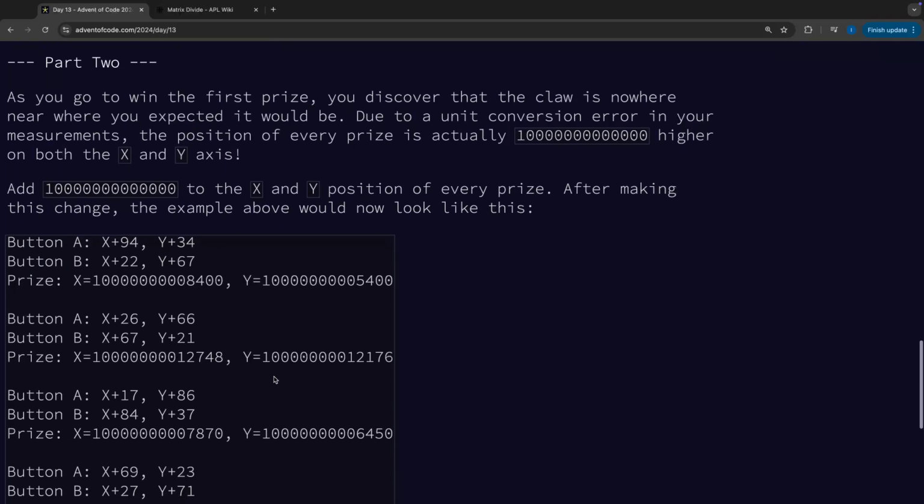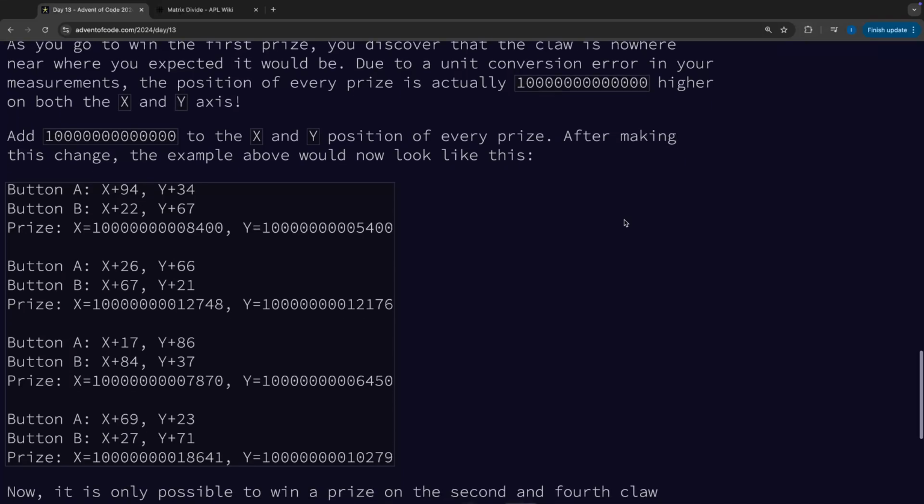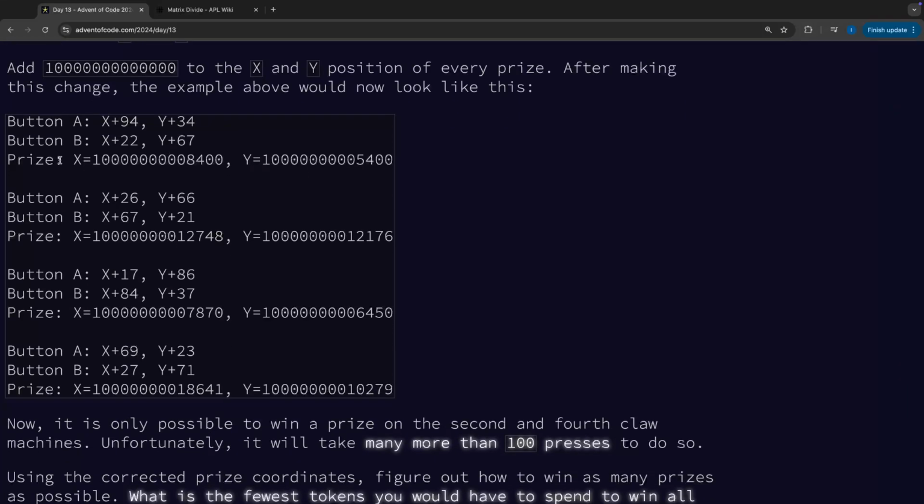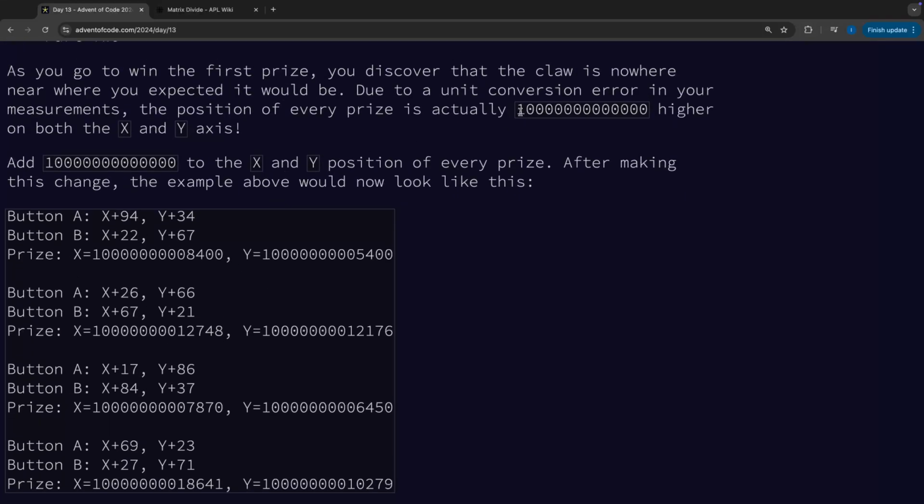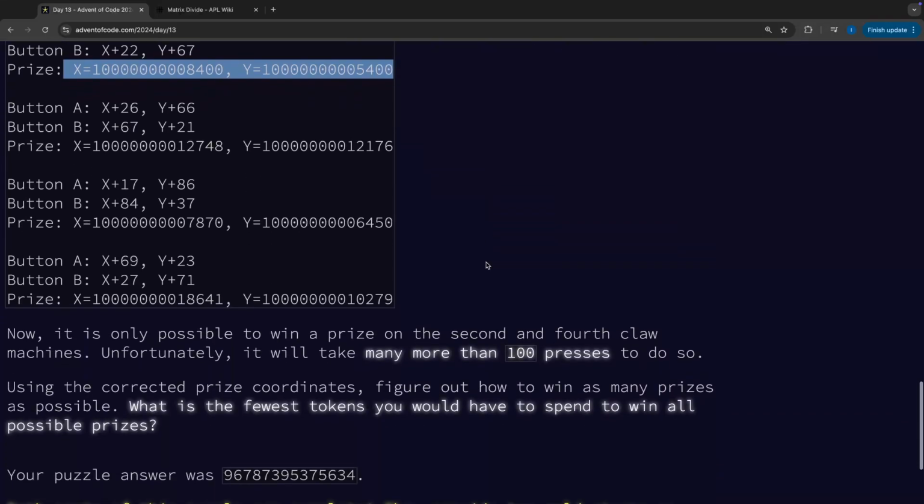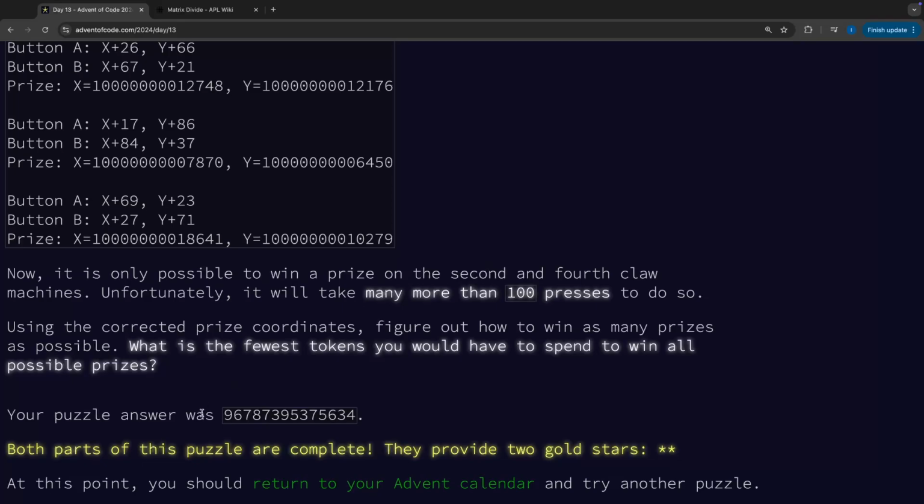Part 2, in classic Advent of Code fashion, says, okay, let's add a really large number. So you're just adding 1E13 to our prize coordinates, and now the question is, how many tokens does it cost to get to the much larger coordinates? And of course your answer is going to be quite a bit larger here.